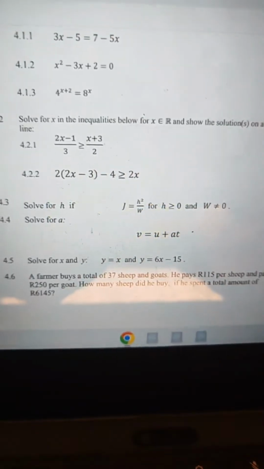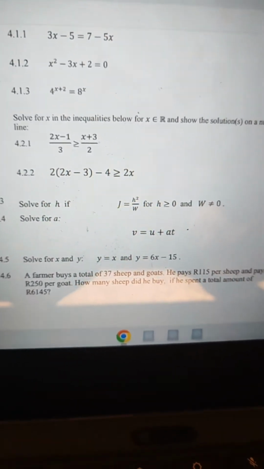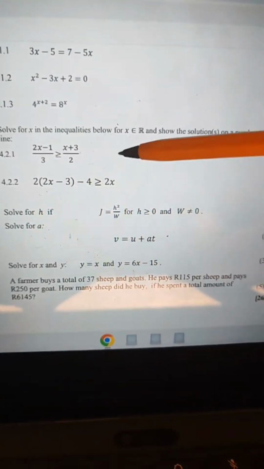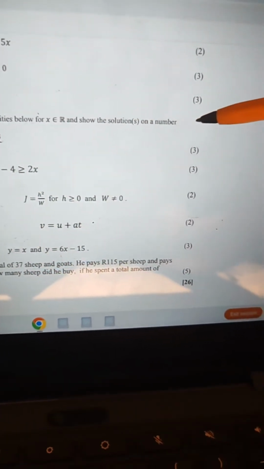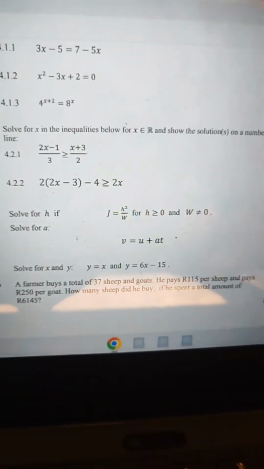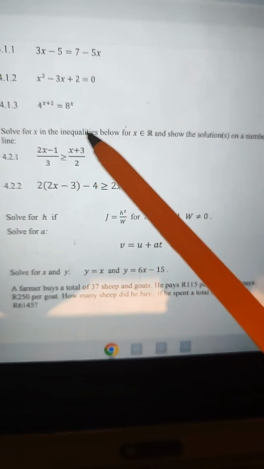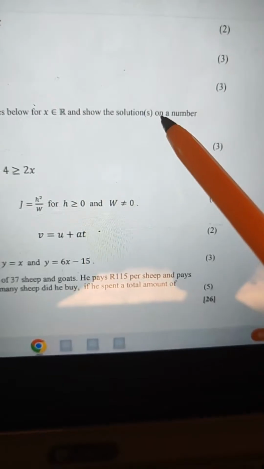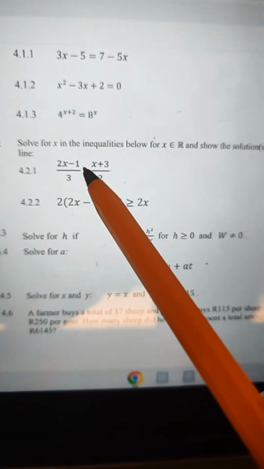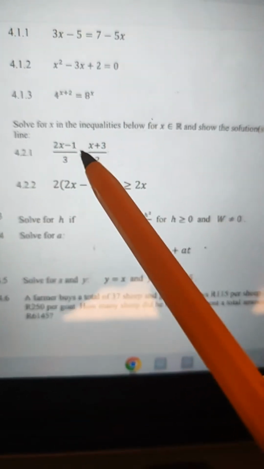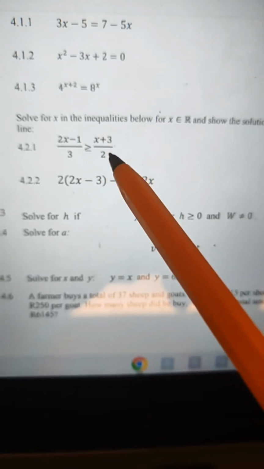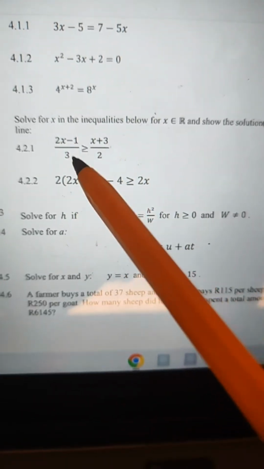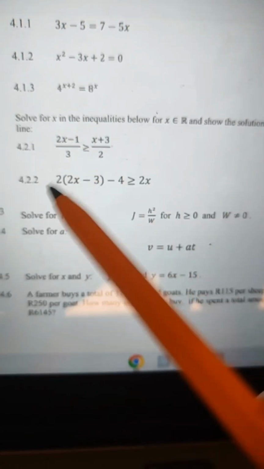We have 4.2, right? With the remaining minutes that we have, 4.2, solve for x in the inequalities below for x as an element of R and show the solutions on a number line. Read the question, solve for x in the inequalities for x is an element of R and show the solutions on a number line. (2x minus 1) over 3 is greater than or equal to (x plus 3) over 2. This is a linear inequality, but it has a denominator, so we have fractions on the left and the right.